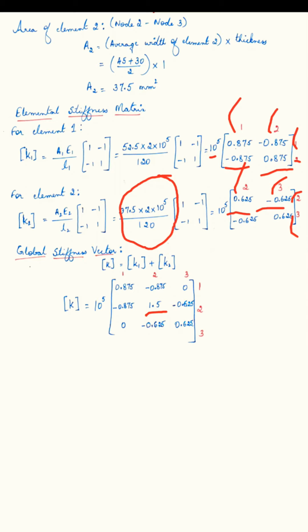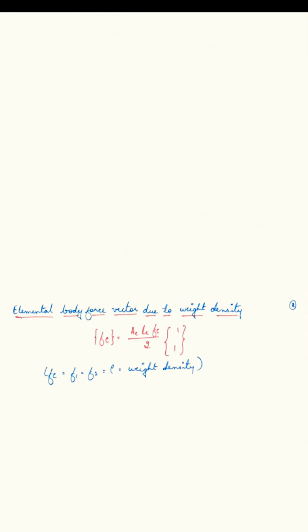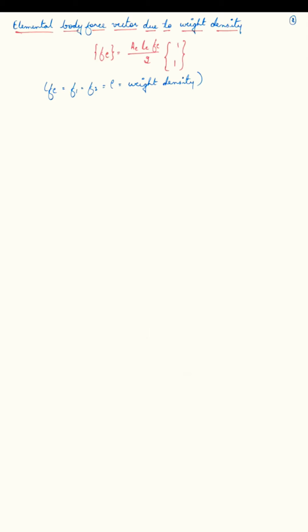Once we have the global stiffness matrix, we'll formulate the global nodal displacement vector. The global nodal displacement vector is given by capital Q equal to Q1, Q2 and Q3, corresponding to displacements at node 1, node 2 and node 3. Now we'll formulate the global load vector. Since this is a problem which contains the body force, we need to calculate the body force vector first and then add this body force vector to all the different nodal point forces.